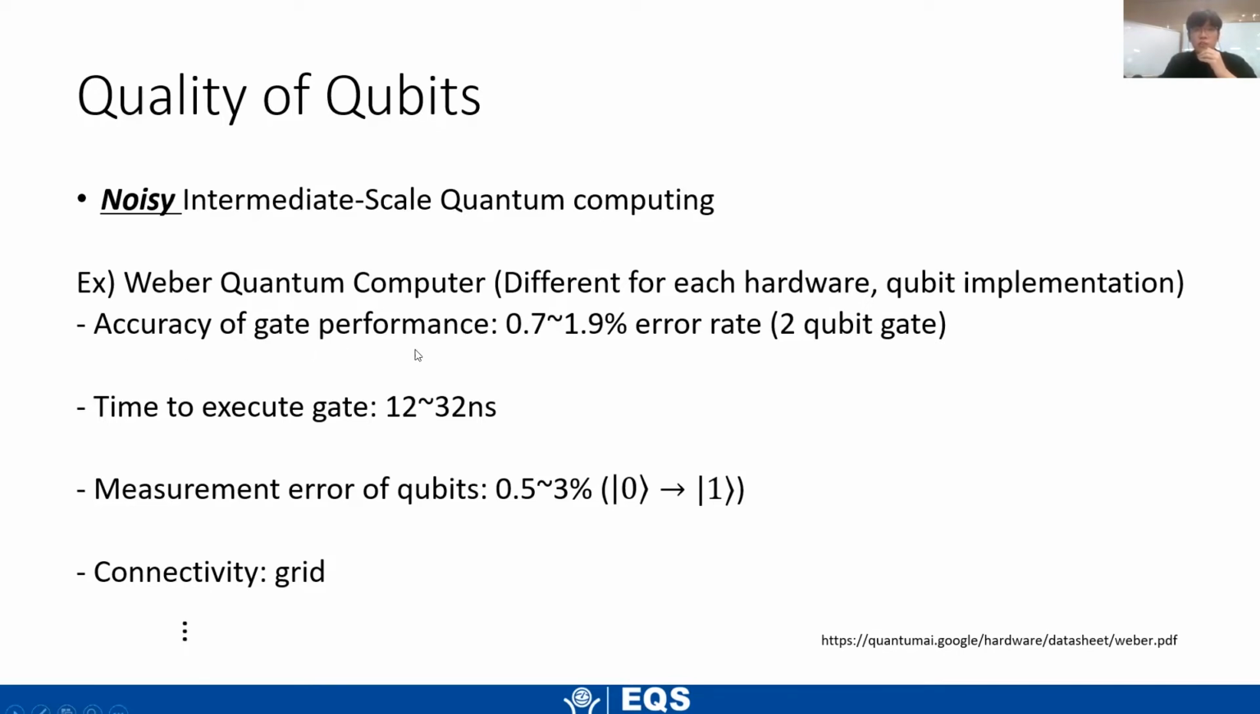So for the accuracy of gate performance for 2-qubit gates, the error rate is about 0.7 to 1.9%. And the time to execute gates is about 12 to 32 nanoseconds. And the measurement error of qubits is about 0.5 to 3%. And one thing to note here is that this is the measurement error when we prepare the 0 state but measure it as the 1 state. And actually, the probability for the other way around, when we prepare the 1 state but measure it as 0, is much higher than this. And also the connectivity for the Weber quantum computer is a grid as shown before.